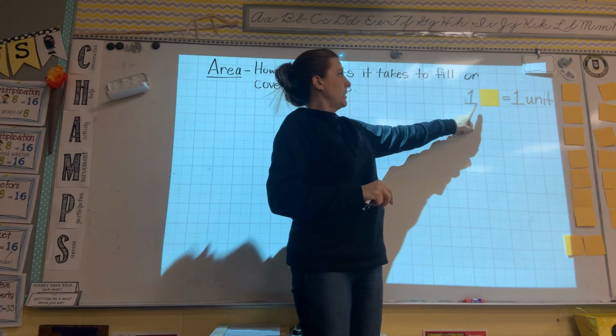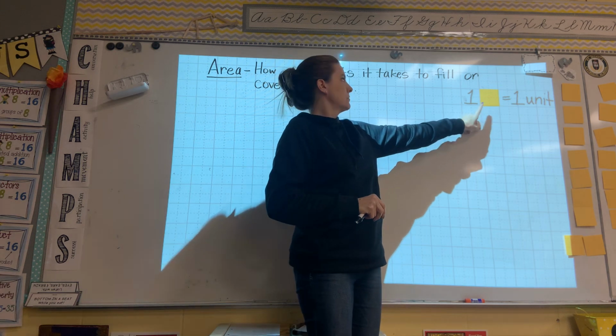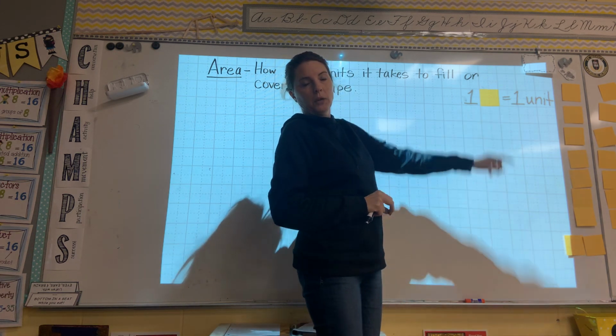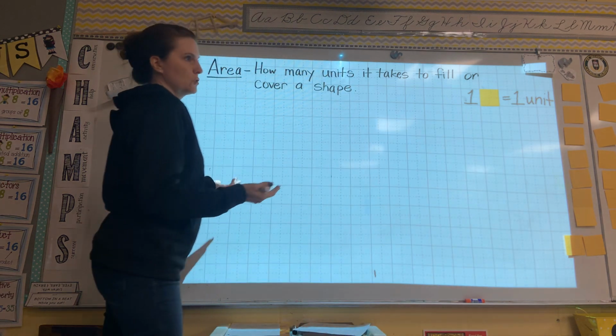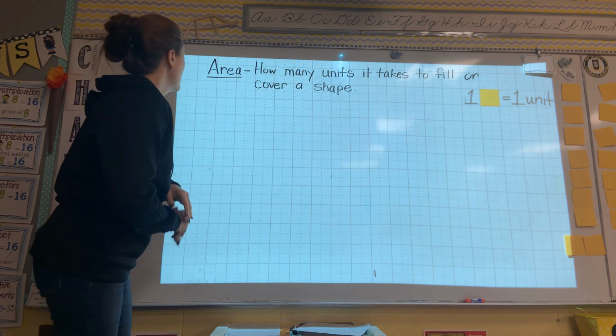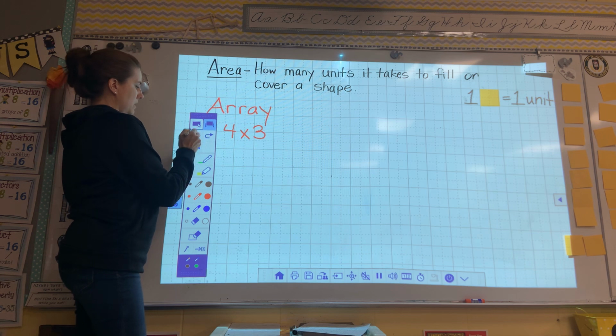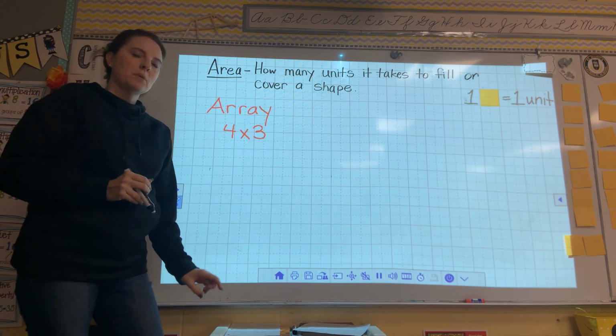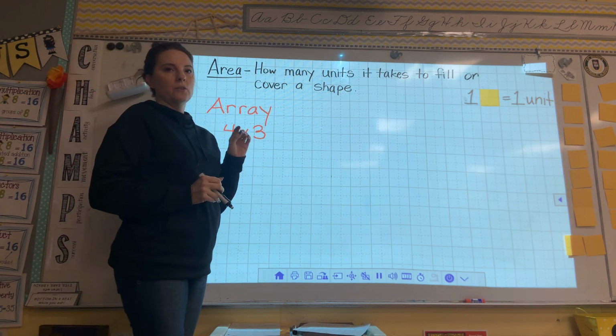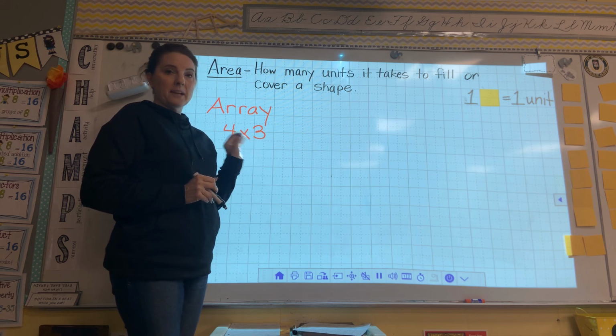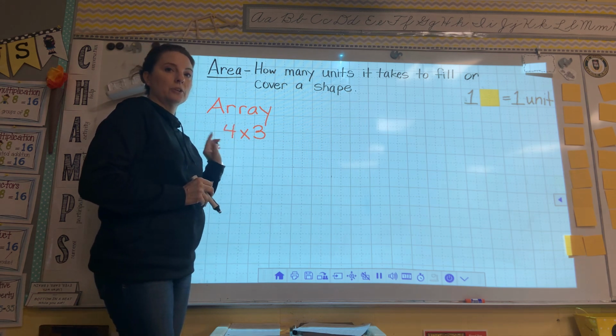We're going to think about a unit as one square, okay? Or one Cheez-It. Okay. So the first thing I want to talk about, though, before we start talking about area, is I want to review arrays. Because an array, and what we've already learned about arrays, is going to help us to learn area.